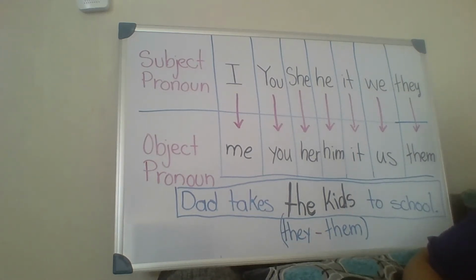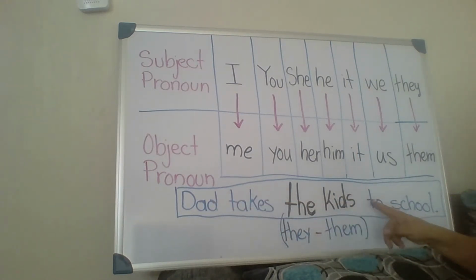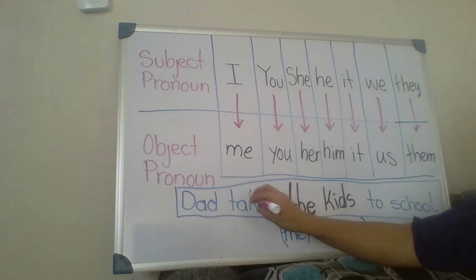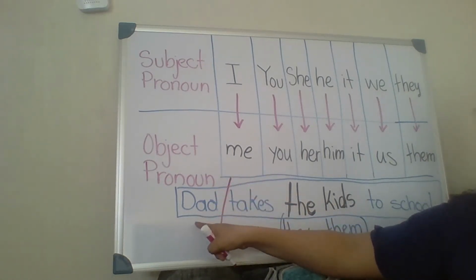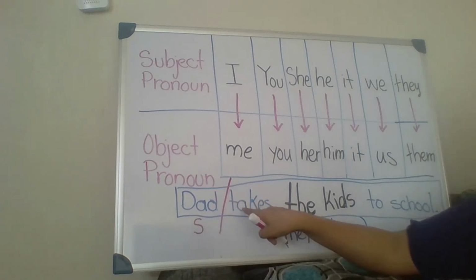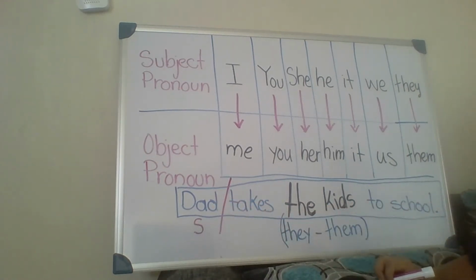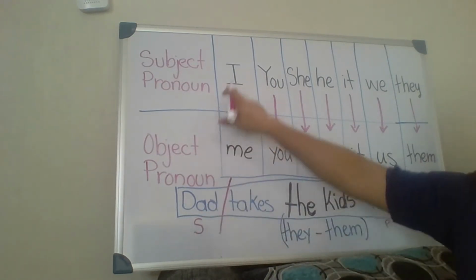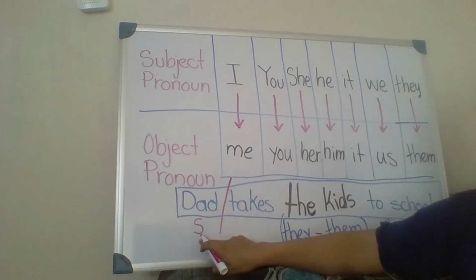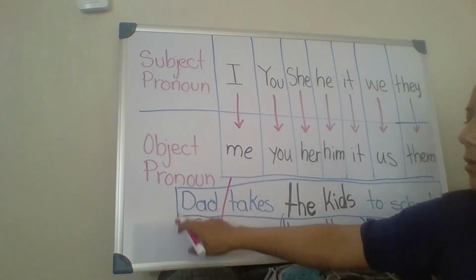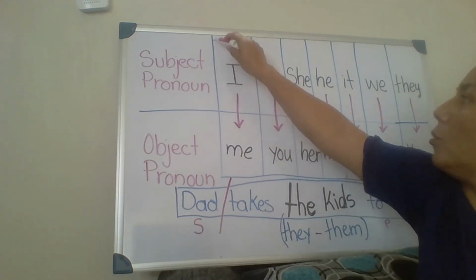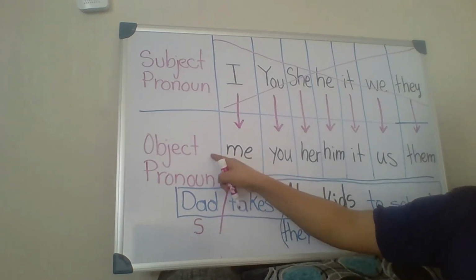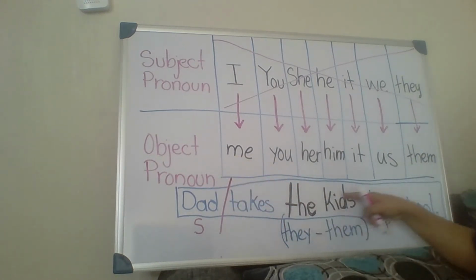Okay? So, in the example that the book gives us, it says, Dad takes the kids to school. The first thing we are going to do is divide our sentence into subject and predicate. Dad takes the kids to school. Who are we talking about? Dad. That is our subject. And takes the kids to school is our predicate. Okay, are we gonna use subject pronouns? No, we don't need subject pronouns. The subject is okay, so no, sorry. We are not using subject pronouns. We're using object pronouns, the ones in the predicate.